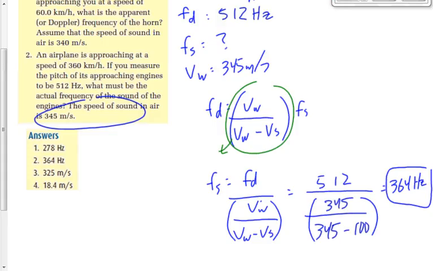It's coming towards us. We had an apparent frequency of 512. The actual frequency is 364. Does that make sense? The apparent frequency is higher than the actual frequency? Yeah, it's coming towards us, right? Does it make sense that it's that much bigger? This is a big difference, right? The real frequency is 364 and it sounds like 512. Does that seem reasonable? Why is it that much bigger?